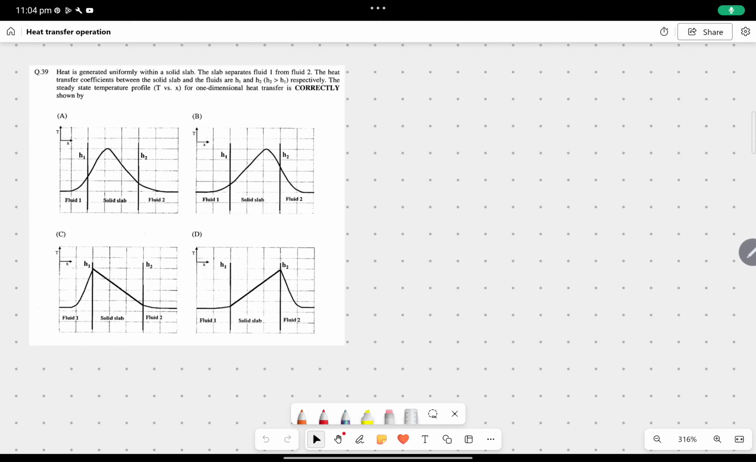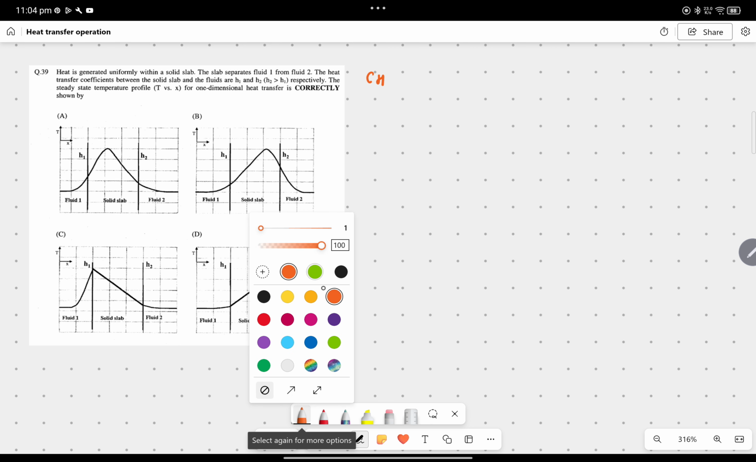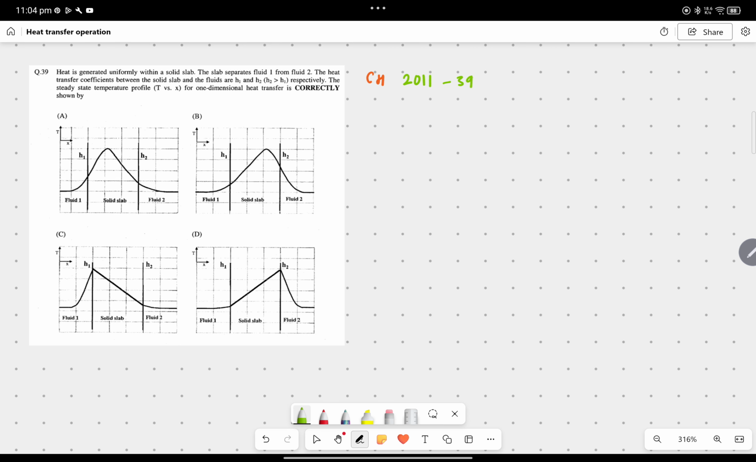So this is question number 39 of heat transfer, and this question is also from a chemical engineering exam. The year of this question is 2011, and the question number is 39, right? So in the official question paper you can see this.